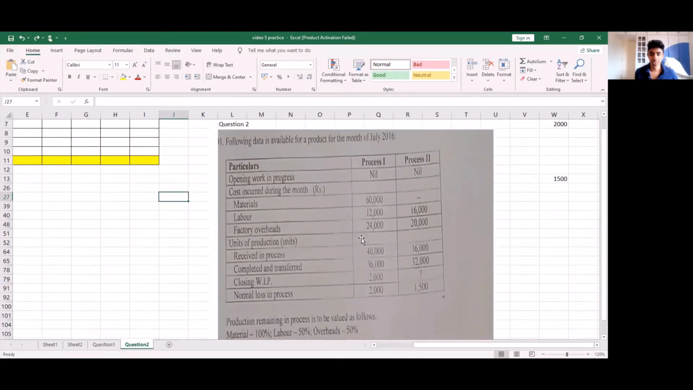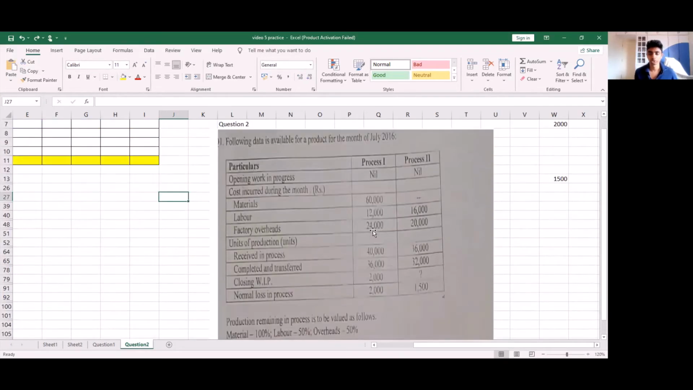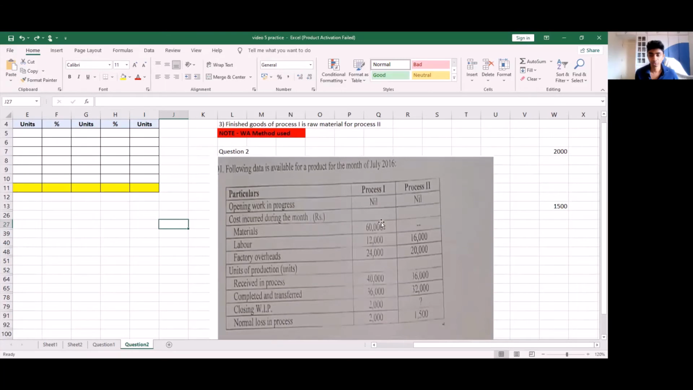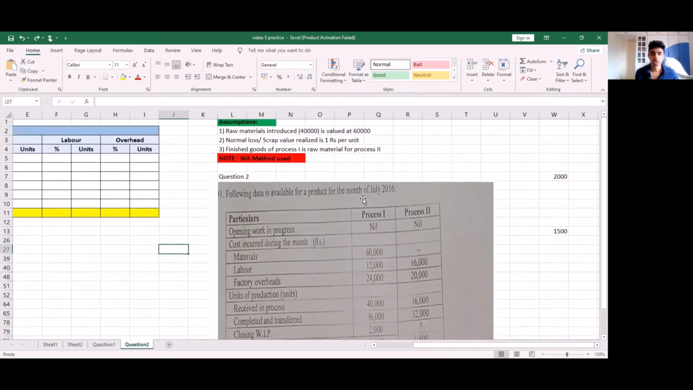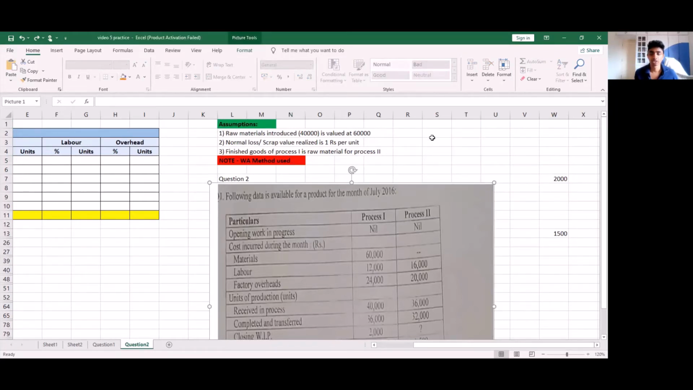Our final assumption is that finished goods of process 1 is the raw materials for process 2. If you notice, we have not been given the amount of materials for process 2. So we are going to assume that our finished goods of process 1, which we will find in our process account, will be the input for process 2. So if these assumptions are clear, let's go on to solve our question. Another important point to keep in mind is always mention which method you used as a note. It is important to mention any assumptions that we make while accounting. So all these assumptions that we have made, it is always best to mention them and then go on with the questions.